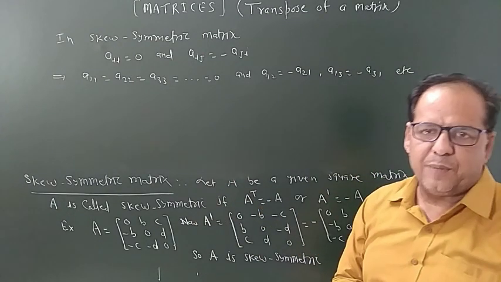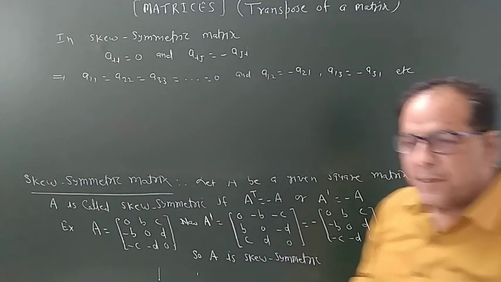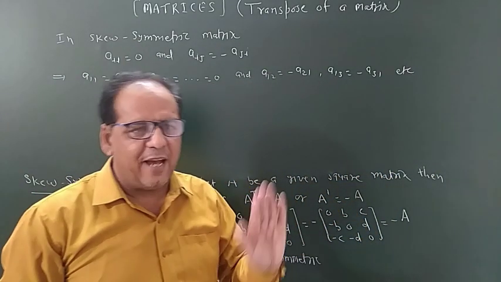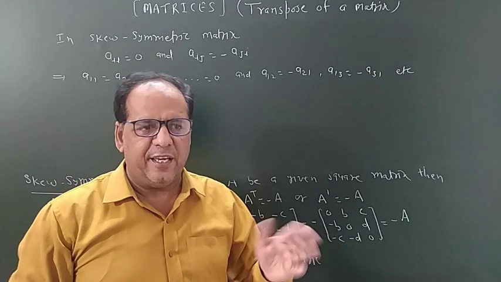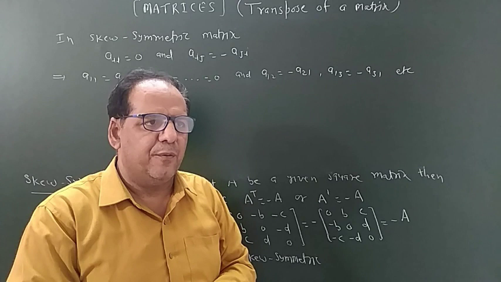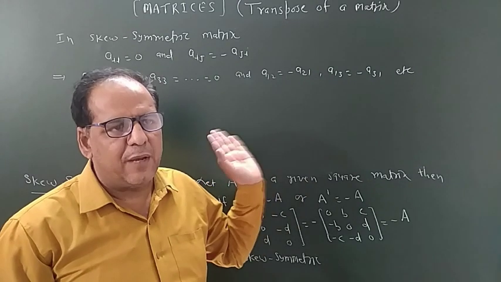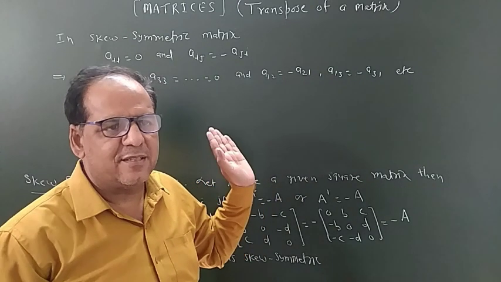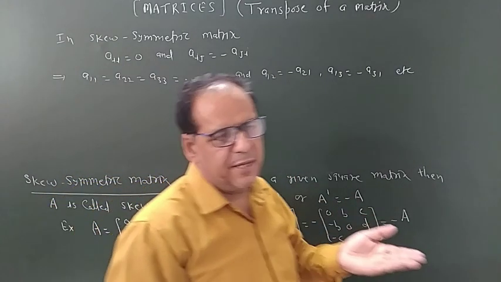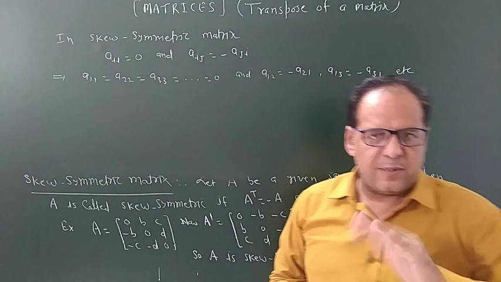How do we remember the examples of a skew symmetric matrix and a symmetric matrix? So in a symmetric matrix, Aij equals Aji. The diagonal elements we can take as any values, but other values should be taken as Aij equals Aji. That means A12 is replaced by A21, A13 replaced by A31.